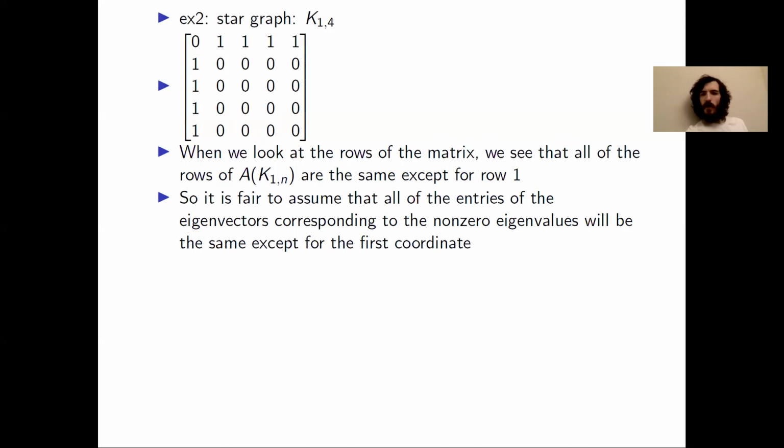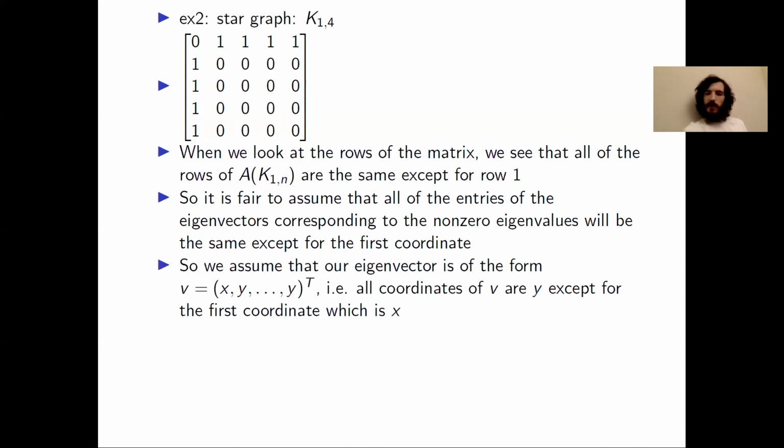And we'll call this potential eigenvector that we're trying to solve for v. So v will equal the column vector x, y, y, y, y, y, all the way to the end. And that vector has length n plus 1 because we're looking at the adjacency matrix of the star K_{1,n}. So we see what happens when we multiply the adjacency matrix times that v. And we see what quantity we get in terms of x and y for each entry.